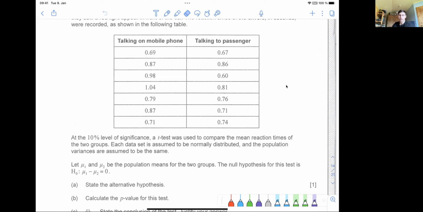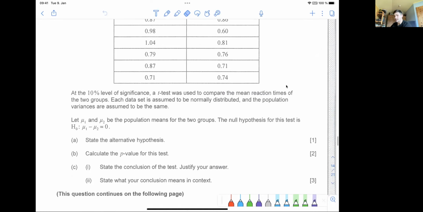The null hypothesis for this test is H0: mu1 minus mu2 is equal to 0. Part A asks us to state the alternative hypothesis. With the alternative hypothesis, there are three options. We have the means not being the same, one mean being higher than the other, or vice versa, the other mean being higher, or less than.